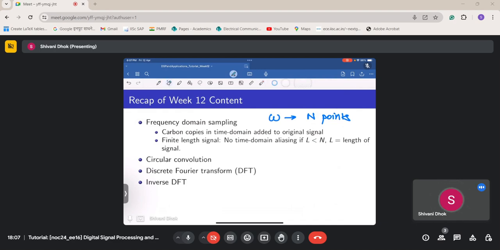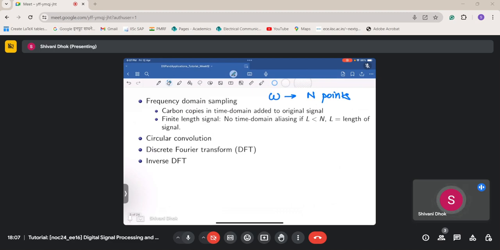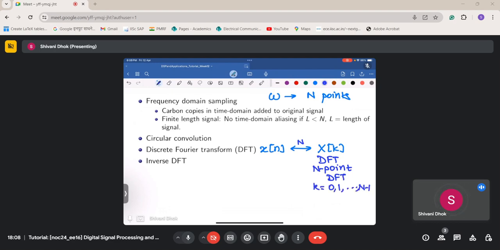Then we looked at the discrete Fourier transform, DFT. If I have x of n as the signal, then its DFT will be x of k and its IDFT will be the opposite thing. This x of k is the DFT, to be specific, the n point DFT, which means that this k will be running from 0, 1 till n minus 1, and similarly this n will also be running from 0, 1 till n minus 1.